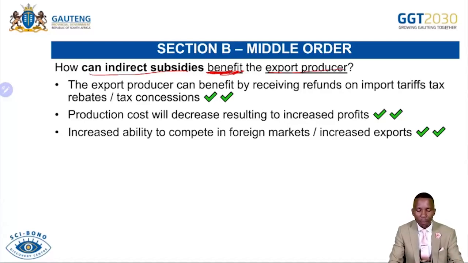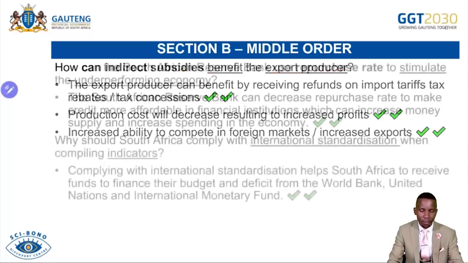The export producer can benefit by receiving refunds on the import tariffs tax, tax rebates or tax concessions or tax exemptions. Production costs will decrease, resulting in increased profits, increased ability to compete in the foreign markets, and increased exports. Again, it's all about linking for you to attempt to answer the question. You might know the theory and the content, but if you are not able to link, you will answer it wrong. Ensure that you are able to link to get it correct.